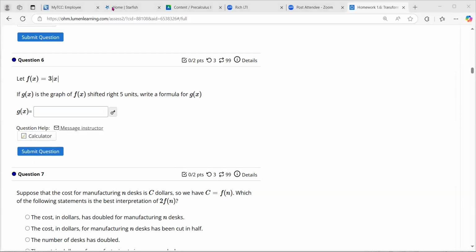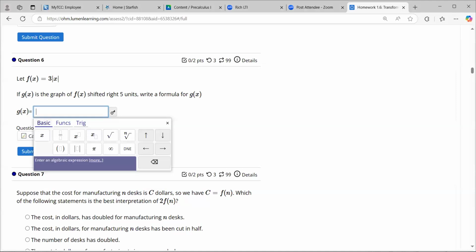Perfect. Michael typed the answer g of x equals 3 times absolute value of x minus 5. That is great. When you shift it to the right 5 units, you actually minus 5 from the original input. Thank you, Michael, for your response. And Kaida also provided the correct answer. Very good. Thank you, Kaida. I hope the other 4 students understand the result, okay?